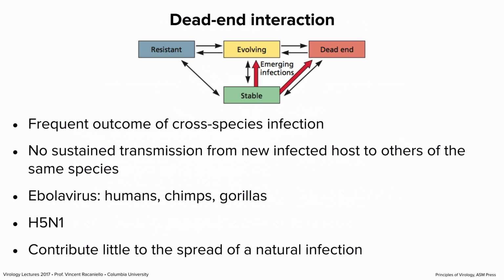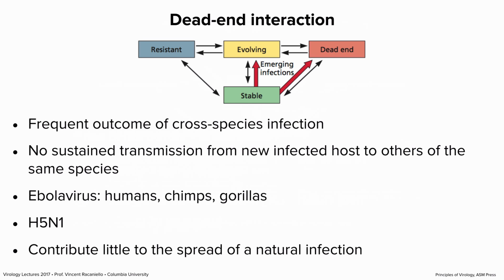So in the case of Ebola virus, which we'll talk about more later, we think the reservoir is bats, but we're not absolutely sure, but there's some evidence for that. And then it's in a stable relationship in bats, and then cross-species infections occur in humans, in chimps, in gorillas, in which it is a dead end.